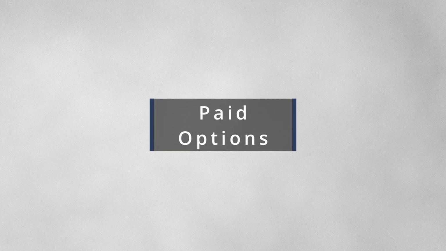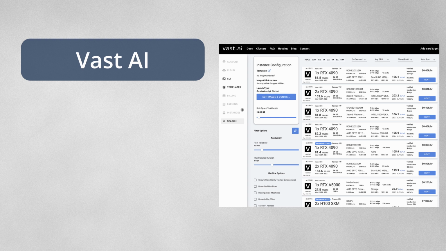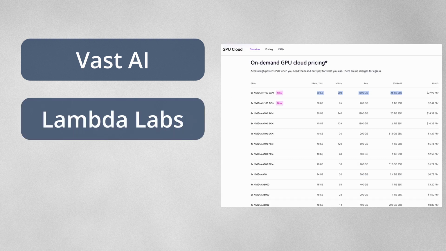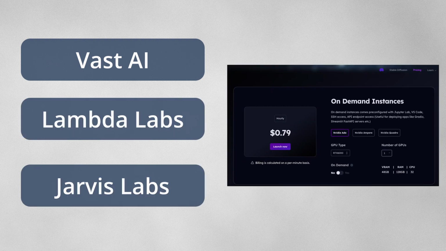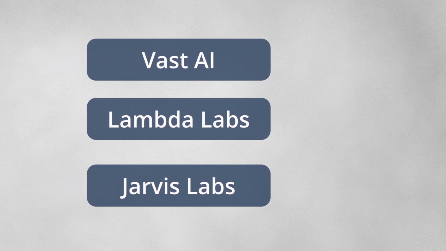Now, some of you cheapskates might find yourself flush with cash and want to upgrade. All of the free options we've looked at so far do have paid upgrades. Opening your wallets also opens a few extra doors too. I'll rattle through a few paid options to give an idea of what's out there. There is Vast AI, Lambda Labs, Jarvis Labs. They all give you a few different configuration options.